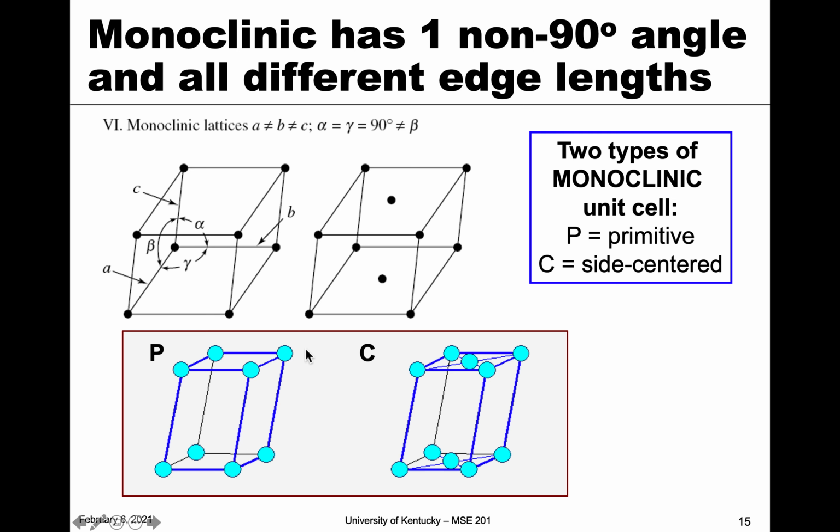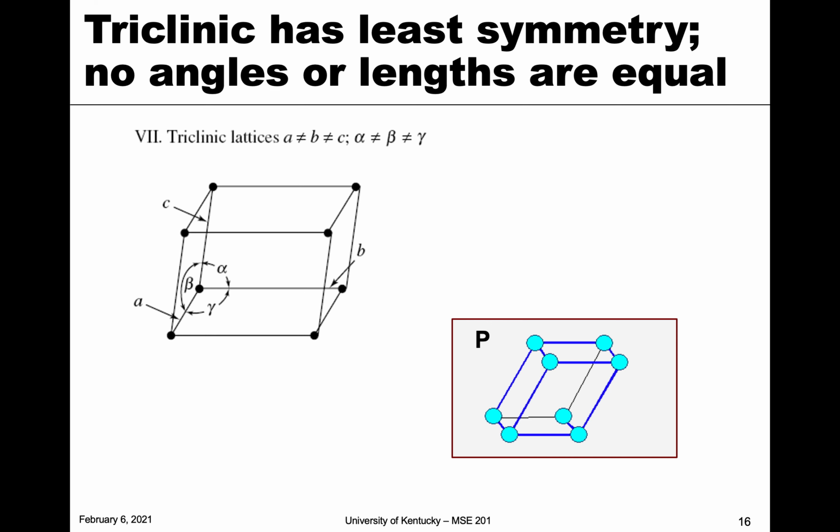The 2 versions we can have here are primitive, an atom on each corner, and side-centered, where one direction has atoms in the center of that face. So that's what we have with C. And then the last one, triclinic, is the least symmetric, and none of the angles or lengths are equal to each other. So this is the most basic type of unit cell that we can describe.